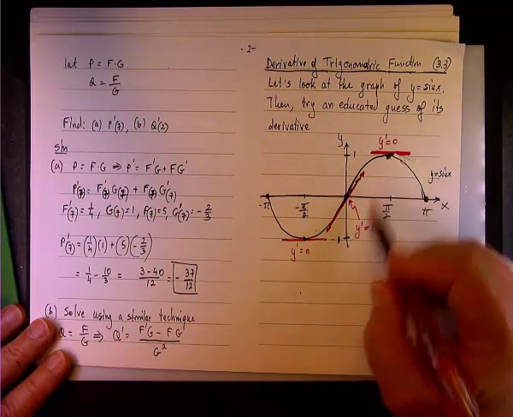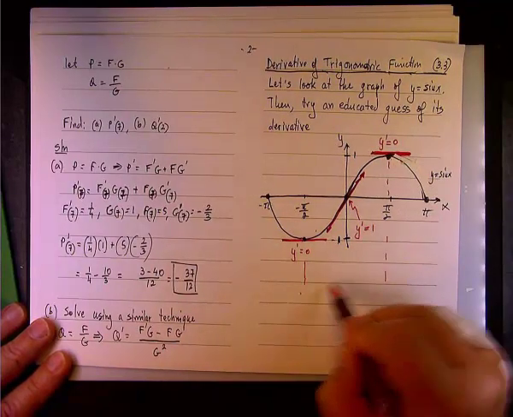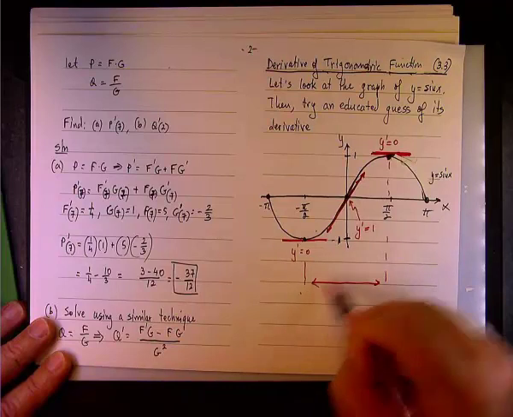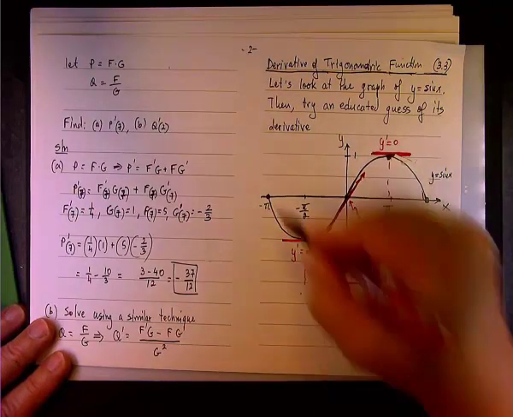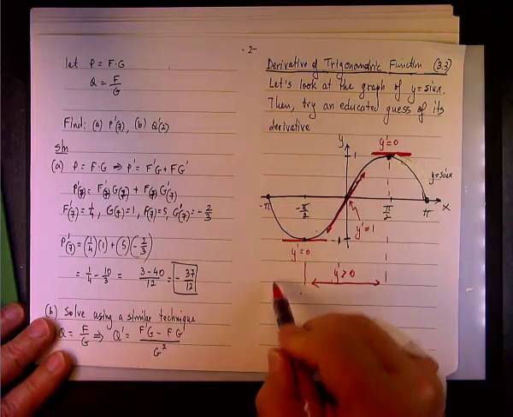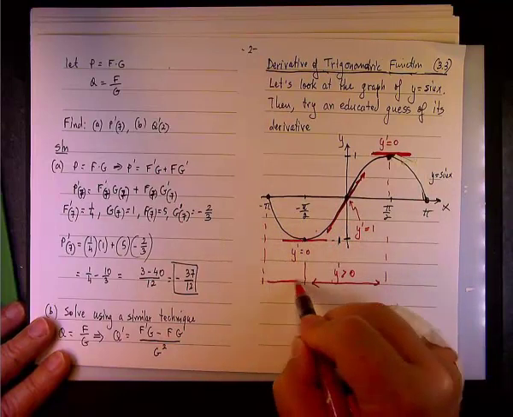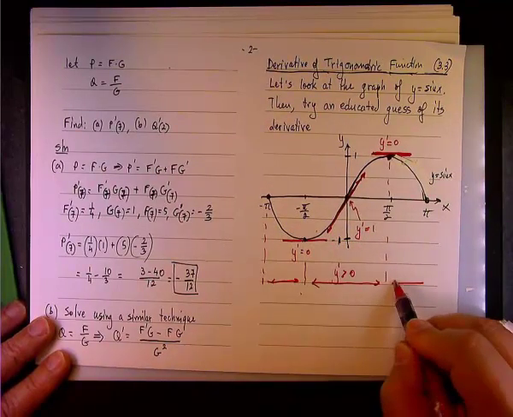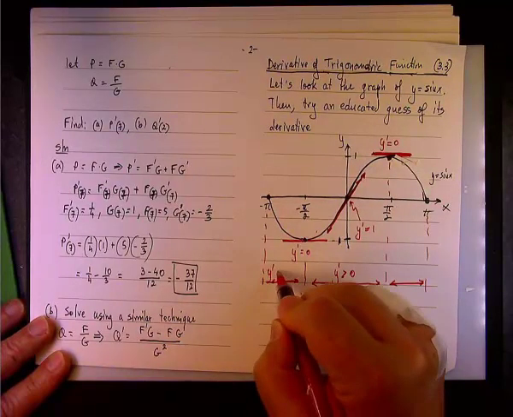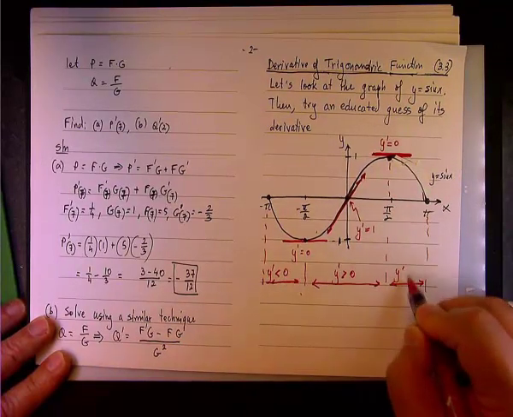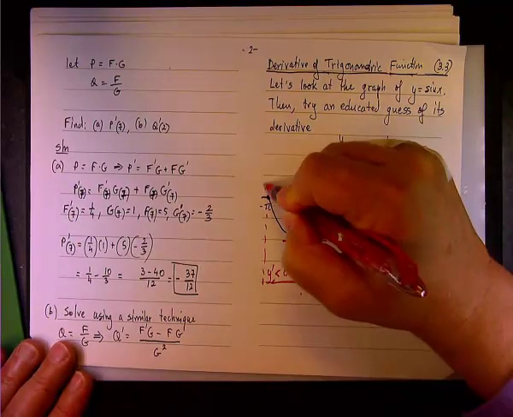Also, we see that we have an increase between negative pi over 2 to positive pi over 2. So we know that on this interval, y prime is going to be positive because the function is increasing as we move from left to right. On the other hand, on this interval from negative pi to negative pi over 2, and on this interval from pi over 2 to pi, the function is decreasing, so we know that y prime is negative.